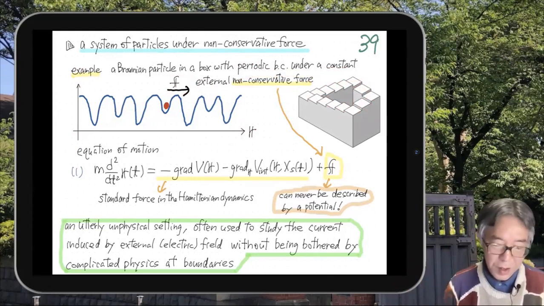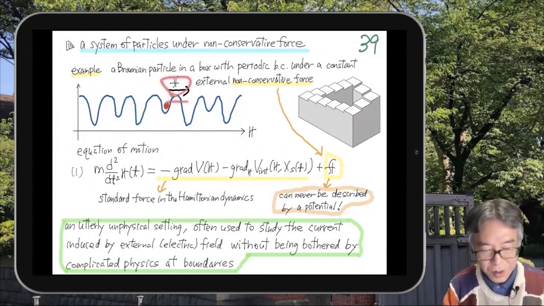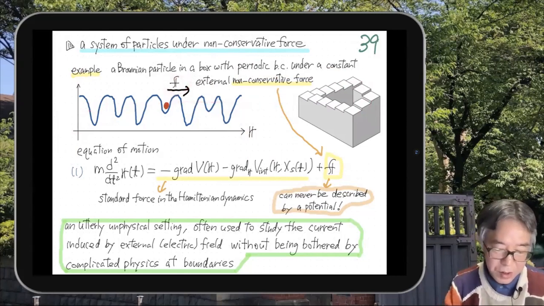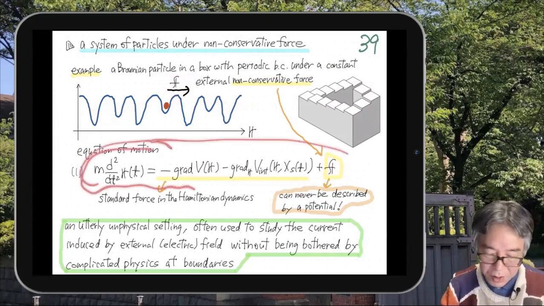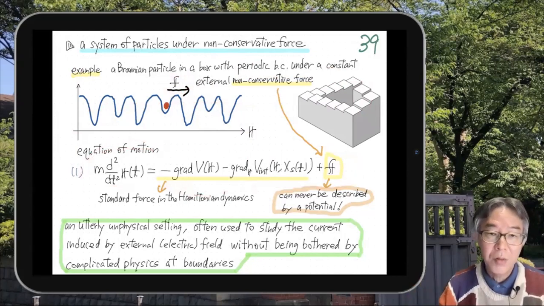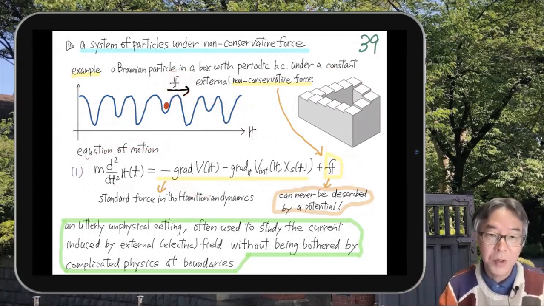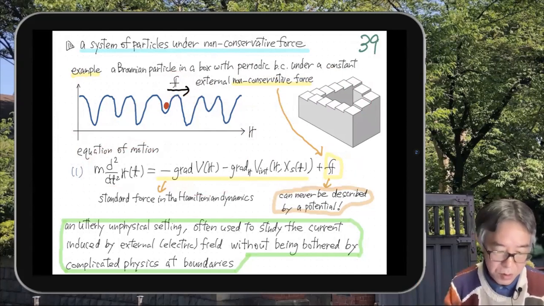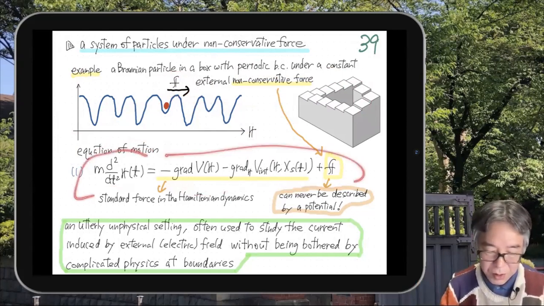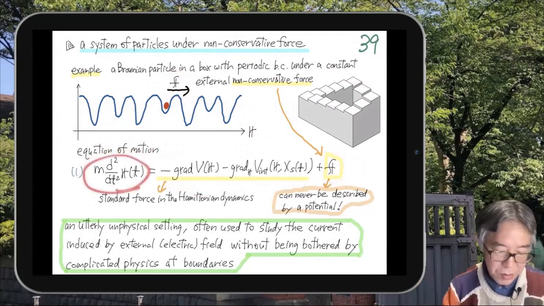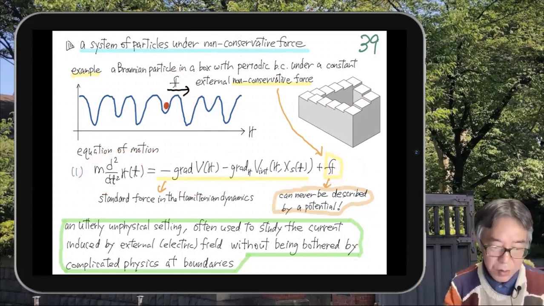But anyway, consider this constant non-conservative force, and you can write down Newton's equation for this case. You cannot write down your Hamiltonian because this F does not come from a potential. But you can write down Newton's equation in this case. Also, we are considering this single Brownian particle. So this is Newton's equation for this Brownian particle.